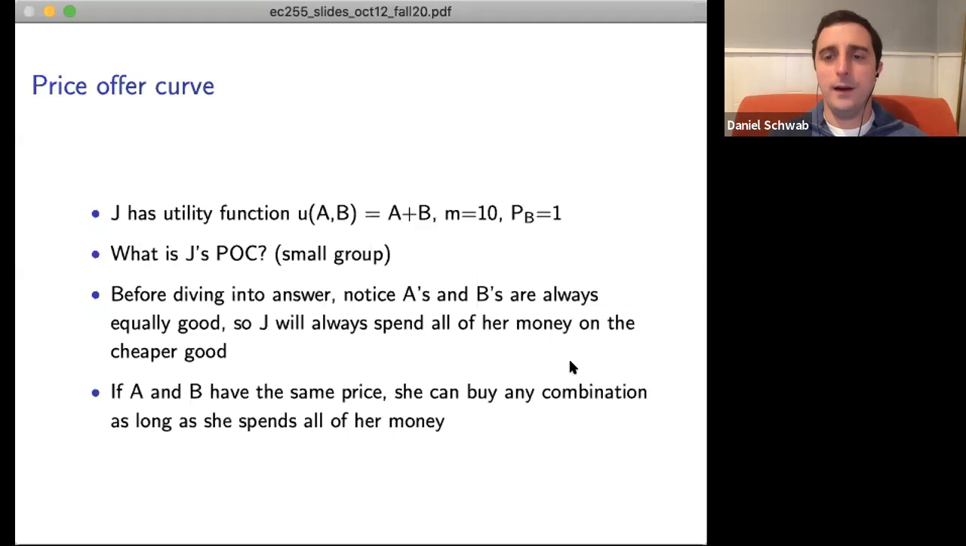There is this edge case where what happens if they have the same price? Well, if apples and bananas have the same price, then Jay can just buy any combination. As long as she spends all of her money, it's going to be fine, right? She's going to get that maximum utility because each one gives the same utility. And so as long as she spends all of her money, it doesn't really matter what she buys.